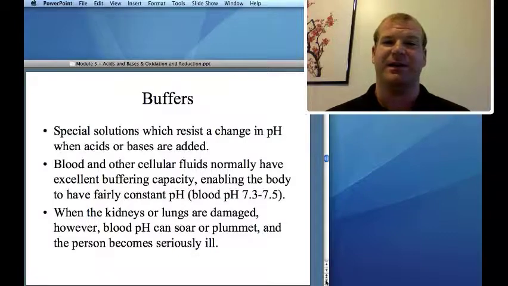So that means that if a little bit of acid, like lactic acid from our muscles or some of our stomach may bleed and get hydrochloric acid into our bloodstream, that will be absorbed by the blood. And so it takes a lot of acid or a lot of base to really injure us in terms of our blood. And that's why we have our buffers. And the buffers do a really good job of maintaining our pH.